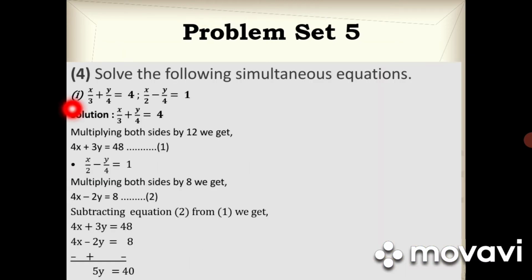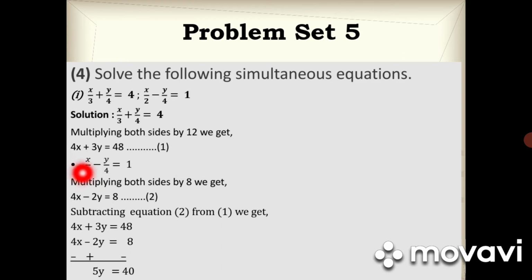Question 4. Solve the following simultaneous equations. Subdivision 1. x upon 3 plus y upon 4 is equal to 4 and x upon 2 minus y upon 4 is equal to 1. Solution. x upon 3 plus y upon 4 is equal to 4. Multiplying both sides of the equation by 12, we get 4x plus 3y is equal to 48. Let this be equation 1.